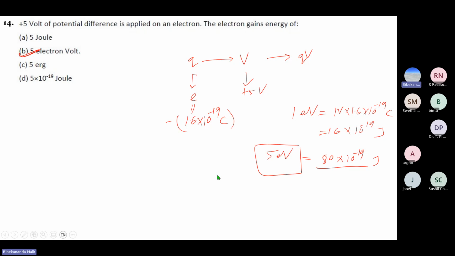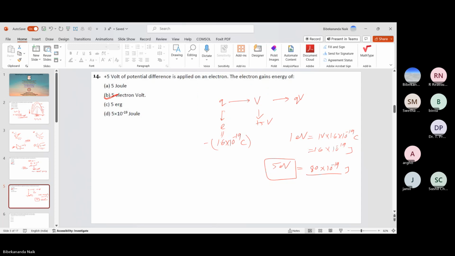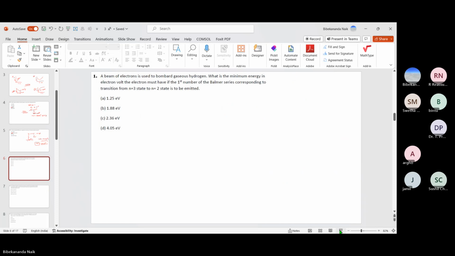So is this clear to all of you, or does anyone have any doubt? Okay, so we will continue our discussion. So let's go to the next question of the day.